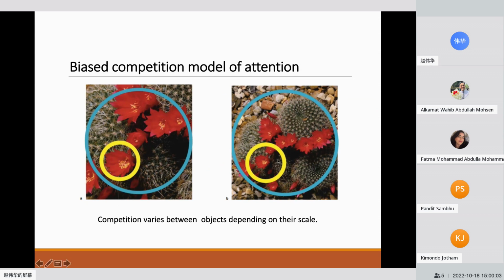However, for this figure, viewed from the greater distance, multiple flowers are present within the smaller V4 receptive field and the larger IT receptive field. So it's different. The competition varies between objects depending on their scale.